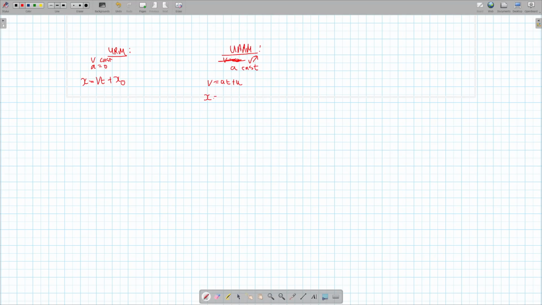Second formula, X equals half acceleration times time squared plus UT plus initial X. Third formula, X equals U plus V over 2 times T. Fourth formula, V squared minus U squared equals 2AX. Screenshot whatever you want, memorize. That's all I'm gonna tell you.